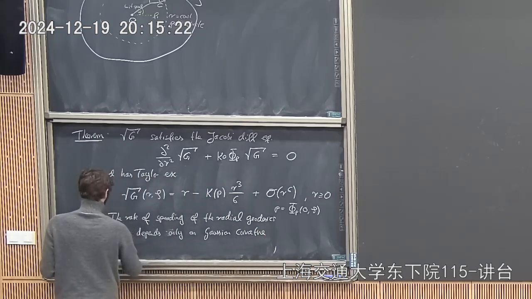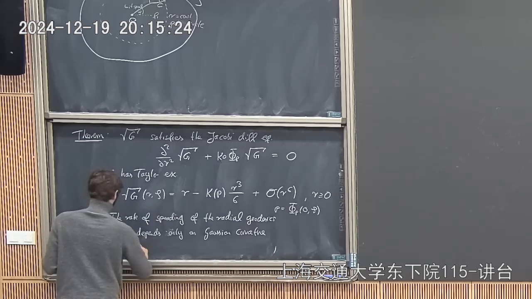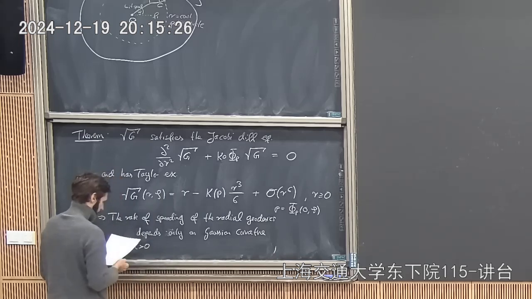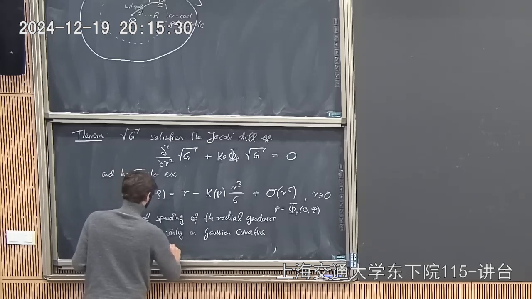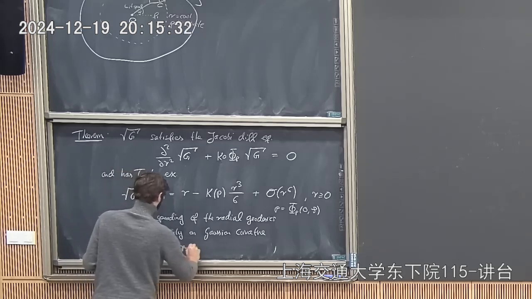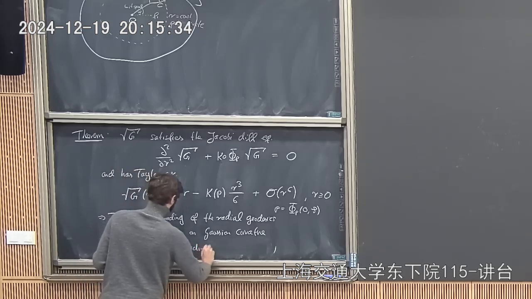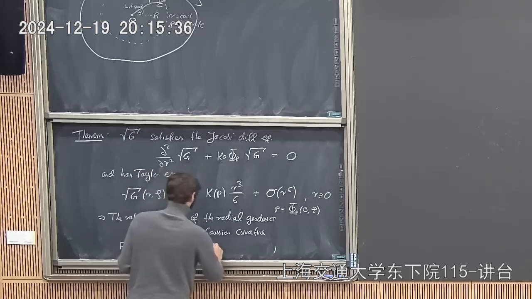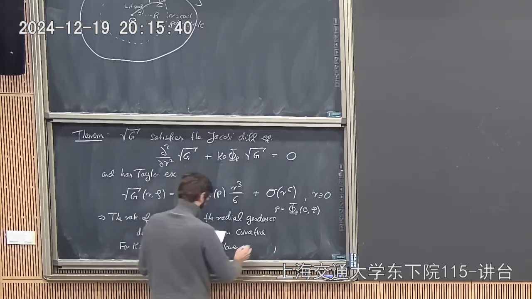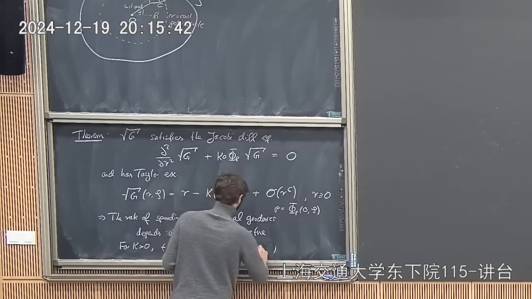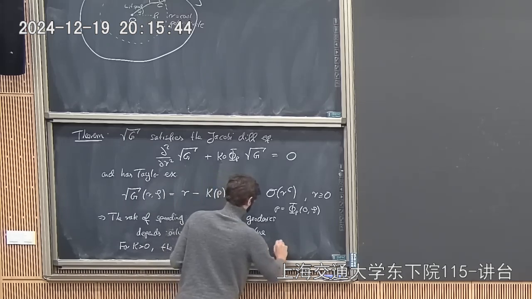In particular, if the Gauss curvature is larger than 0, the spreading is slower than on R2.